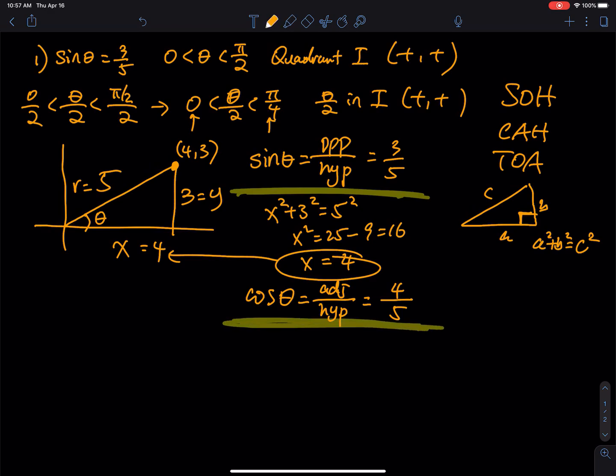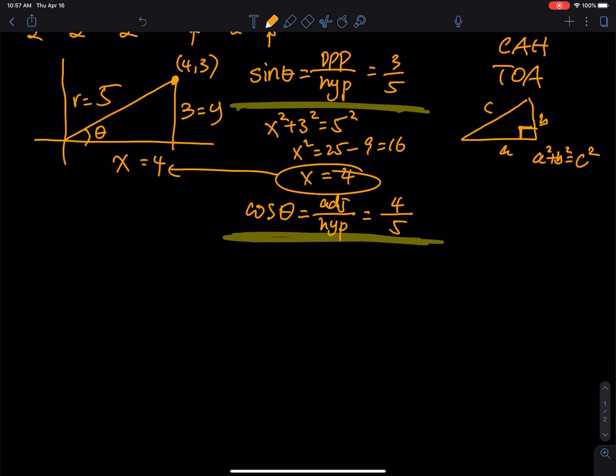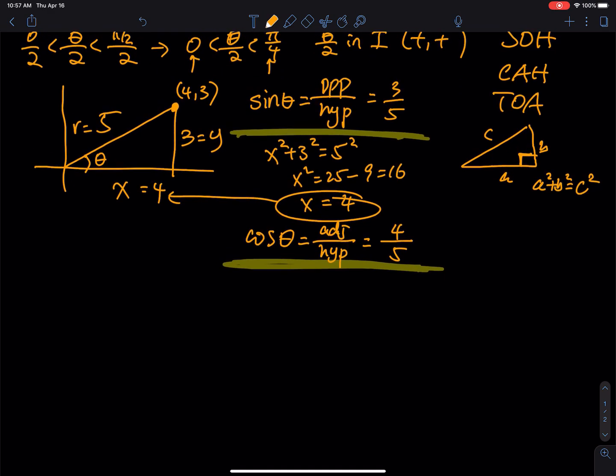So what's the first problem asking? In case you are still wondering, hey, where is the tangent? You can do a tangent really quick, but we don't need it. The tangent would be sine divided by cosine. So that is 3 over 5 divided by 4 over 5, which equals 3 over 4. But since none of the subproblems is asking for a tangent, then we don't need a tangent. If you have a subproblem asking you for tangent 2 theta or tangent half theta, then you need a tangent.